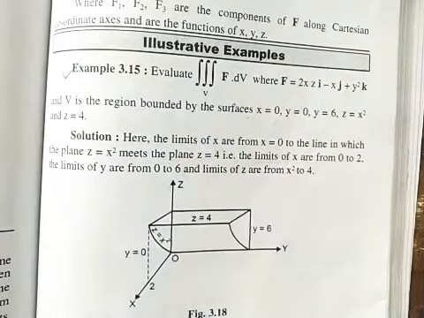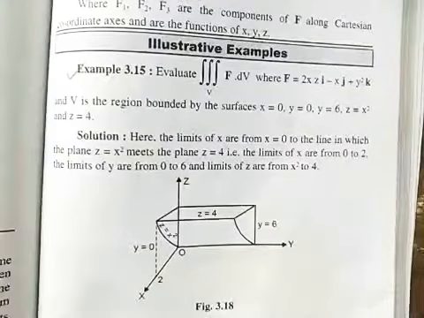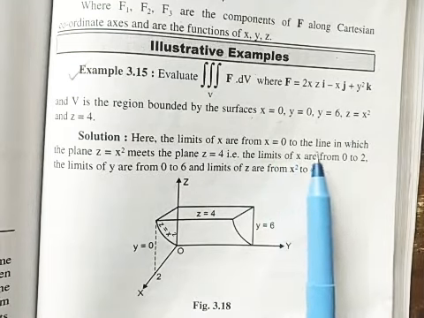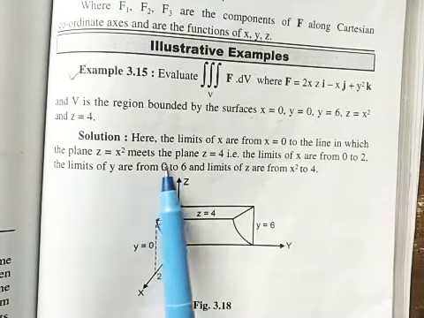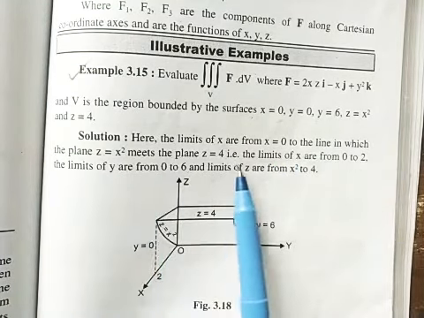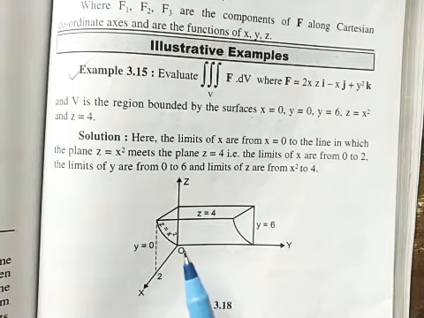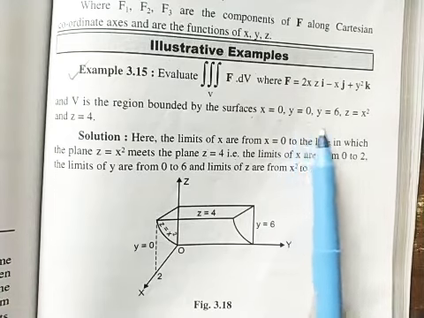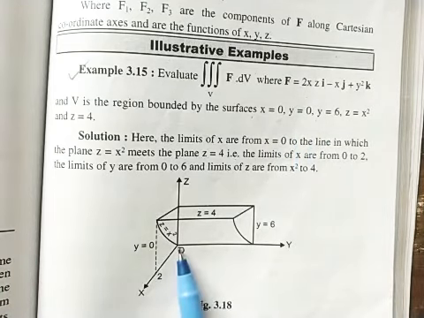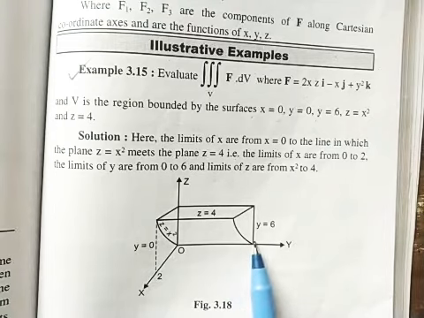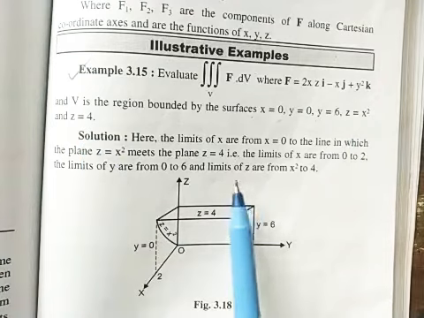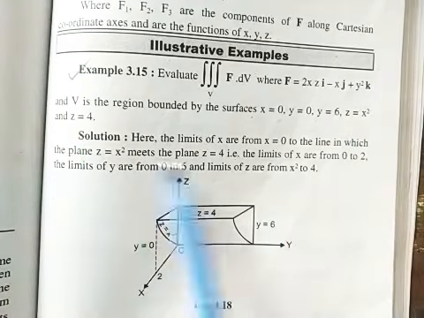So we need to find the limits of x, y and z. First of all, the limits of x are from x is equal to 0 to the line in which z is equal to x square meets the plane z is equal to 4. Now the graph will be like this. This is the x axis, y axis, z axis. The limits of y will be from 0 to 6. The limits of z are from x square to 4.